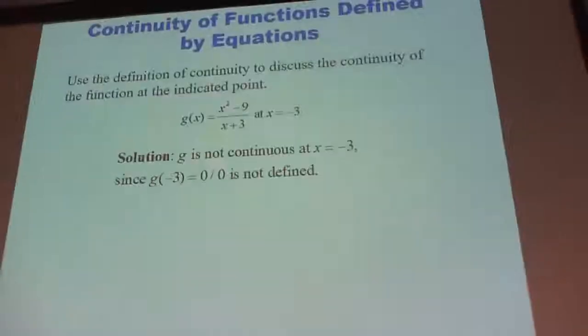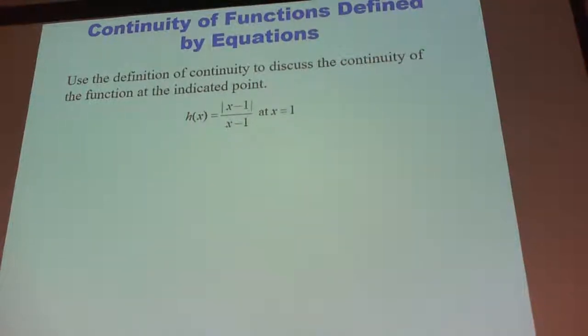And if you plug in -3, you get 0 over 0, which we said before is indeterminate. But right away, we broke one of the rules. We know it's not continuous. Okay? What about this one?